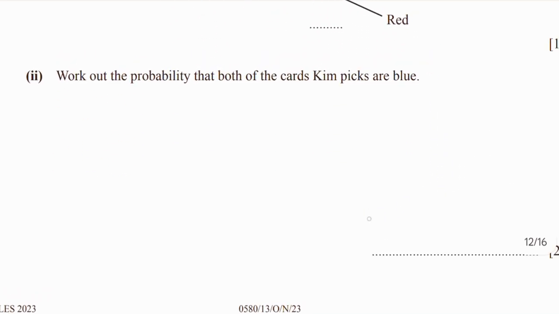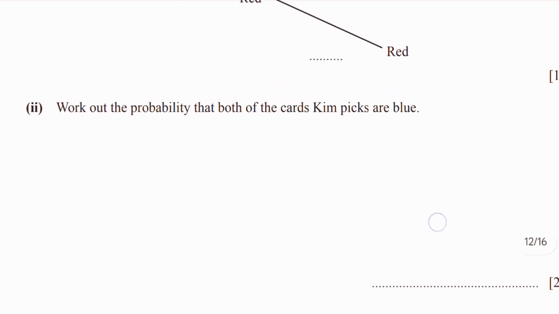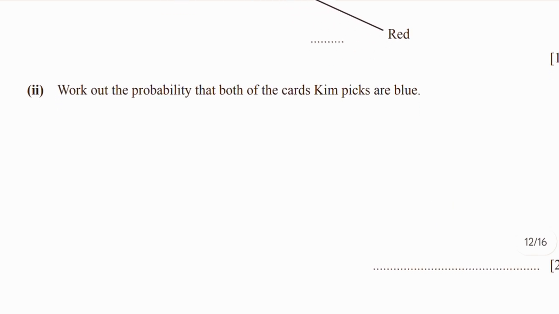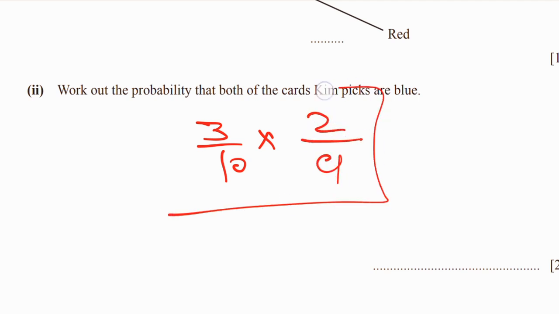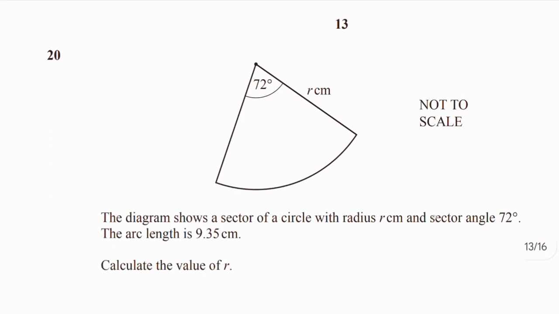Work out the probability that both of the cards Kim picks are blue. So suppose she takes the first card and it is blue. So 3 over 10. And the second card is also blue. Now because she already took one blue, I hope maybe you can solve this. Okay, next question.